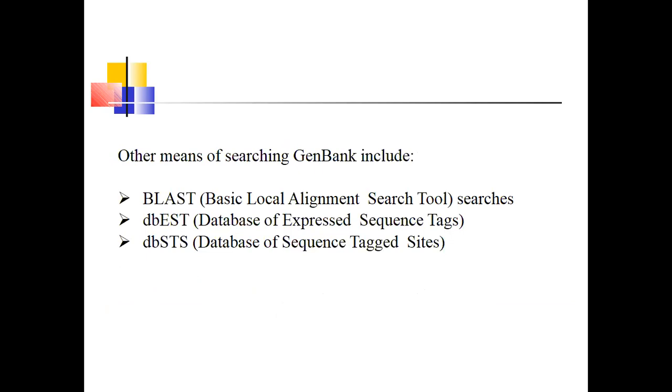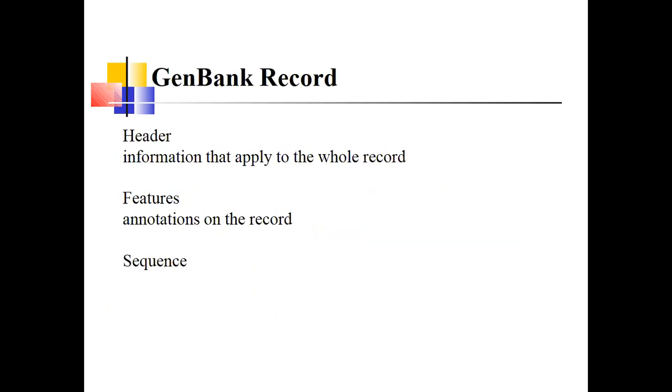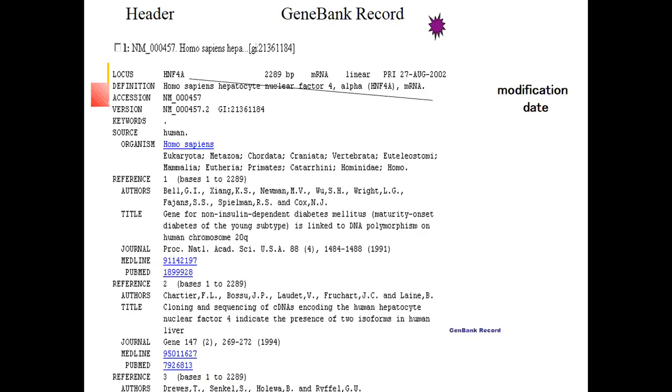Other main sources that include the search of GenBank are BLAST, dbEST, and the database of STS. So GenBank records have three different sections. The first is the header, on the upper side, which has specific information about the whole submitted sequence: from which organism this sequence belongs, what is the accession number, which date it was submitted, what modifications happened, and what was the length of that sequence. Then there are specific features embedded, and then there is the sequence of that specific gene. We will have a look at that one.